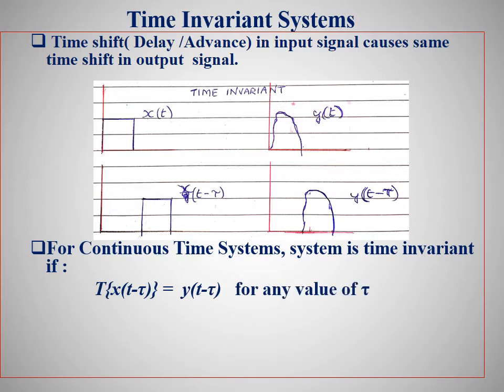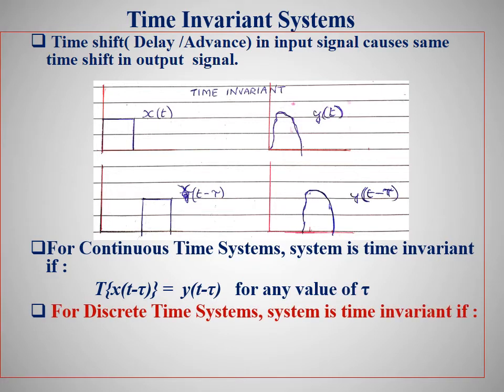For continuous time systems, a system is time invariant if it follows the expression: transformation T of x(t - tau) is equal to y(t - tau) for any value of tau. Similarly, for discrete time systems, the system is time invariant if, on similar grounds, transformation T of x(n - k) is equal to y(n - k) for any value of k.